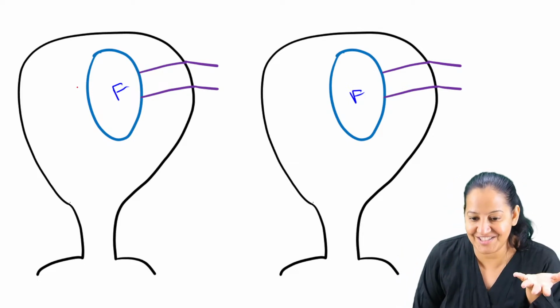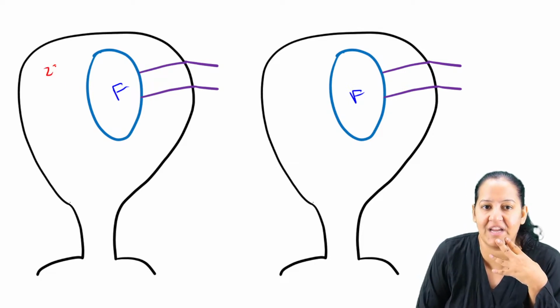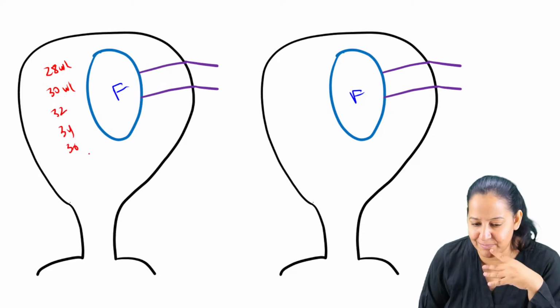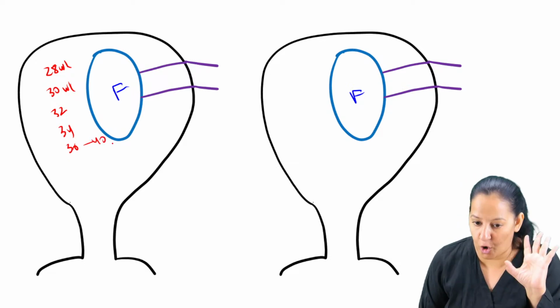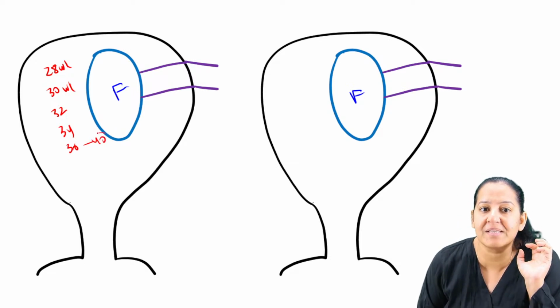Okay. Now, when is the term? Imagine this is 28 weeks of gestation, then 30 weeks, then 32, then 34, then 36. After 36, we expect the term, we expect the delivery anytime from 36 to 40 onwards. We expect the normal delivery. This is known as term delivery.